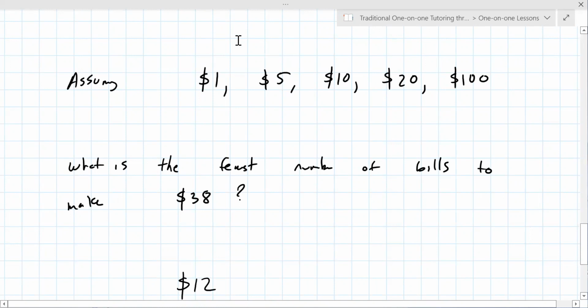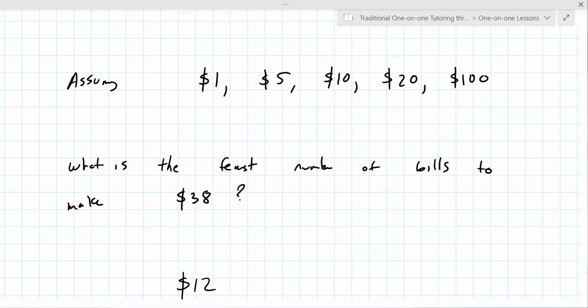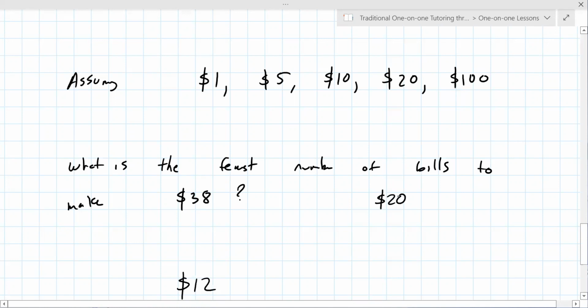Which is the largest one that will go into it? Which of these bills is the largest one that will go into 38? Do you understand my question? It's 10. Well, 10 goes in, but doesn't 20? Well, yes, 20 and also 5. Okay, but we want the largest. Do you understand that 20 is larger than 10? Yeah. Okay, so if you subtract 20 from 38, what's left over?